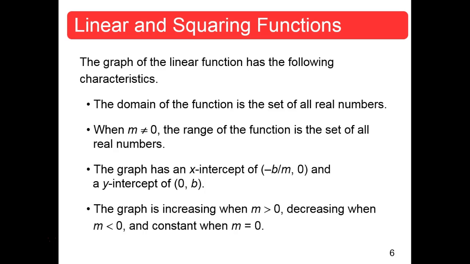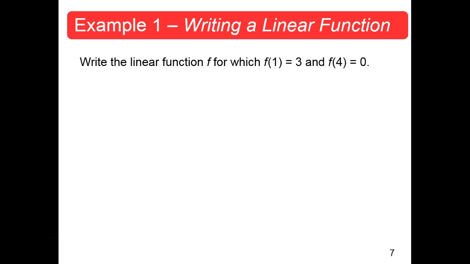You already know lots of stuff about the slope. The graph is increasing when m is positive, decreasing when m is negative, and it doesn't change, or is constant, when m is 0. So we know those are 4 things about linear functions. Now, write a linear function f for which f of 1 is equal to 3 and f of 4 is equal to 0. What in the world does that gibberish mean?